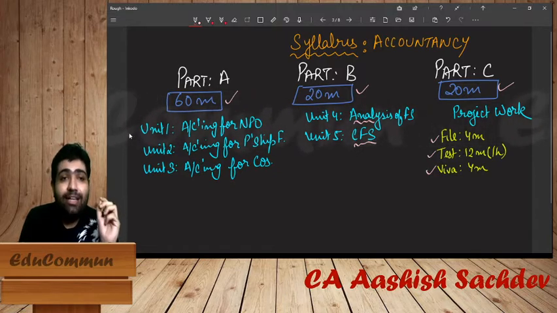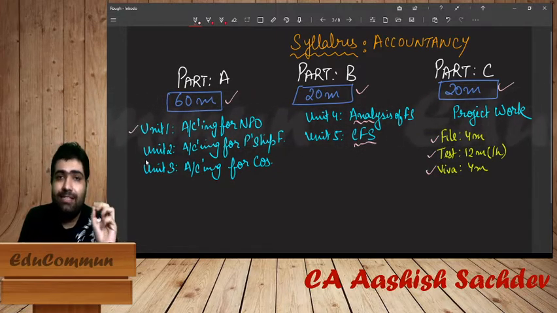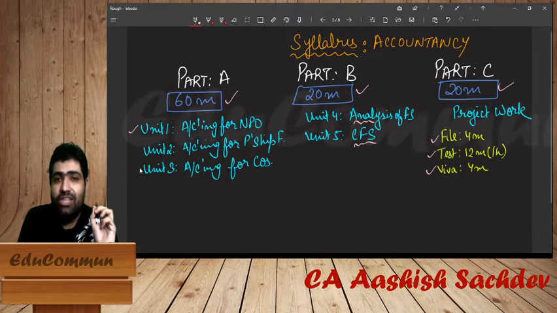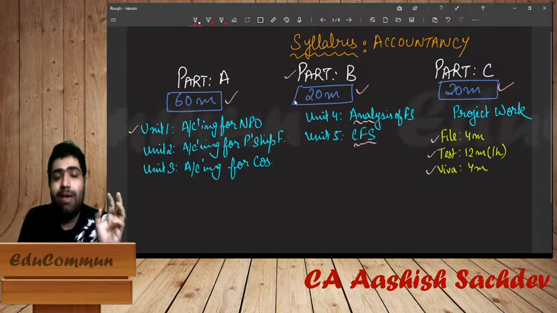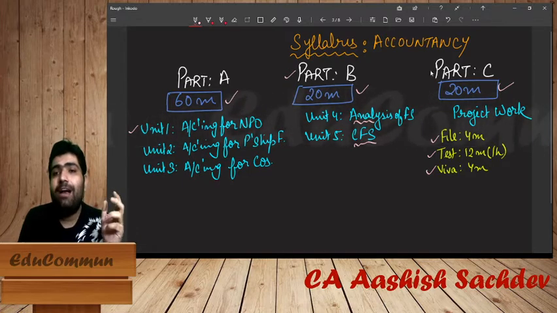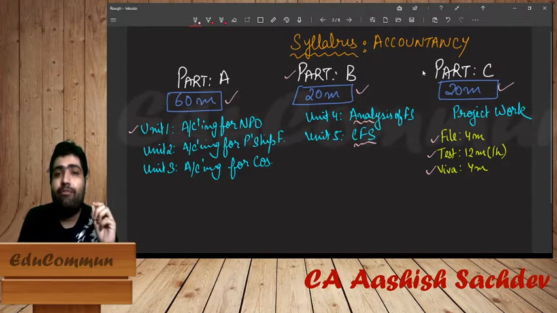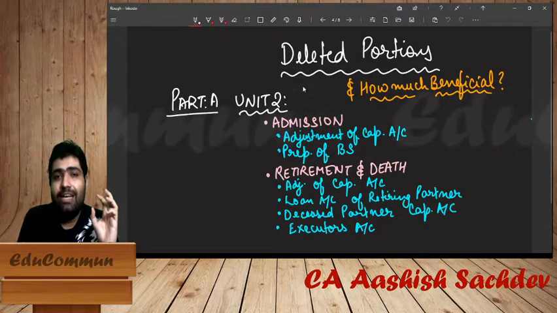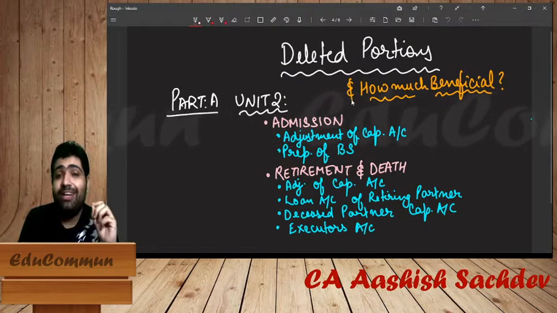Now in unit 1, there is no change that has been made by CBSE, no deduction, no deletion. In unit 2, there are minor changes, and in unit 3, there are minor changes that have been made. In unit 4 and 5, no changes made. It means that part B remains the same as you were studying it earlier. Now also you have to study the same topics. And in part C, CBSE is telling that you have to make only 1 project. Okay, so that is the reduction part. Now let us look into the details of the deleted portions, and how beneficial it is for you.